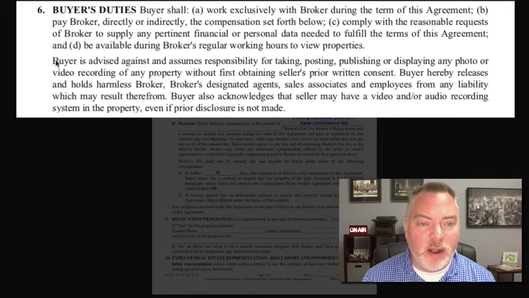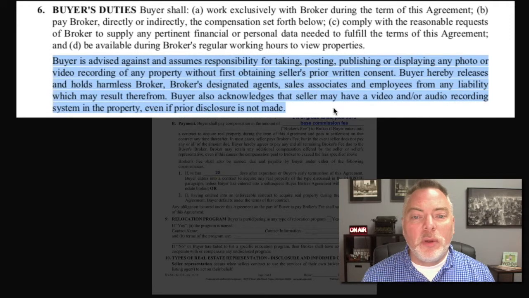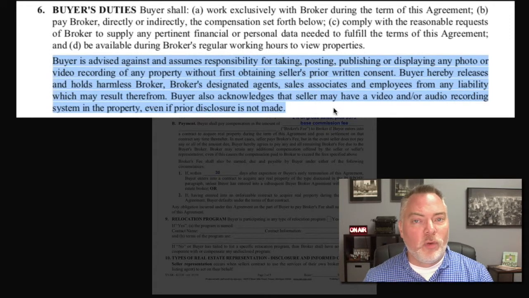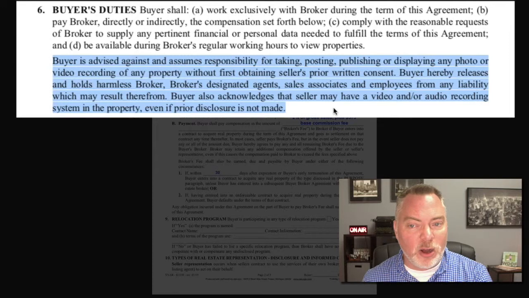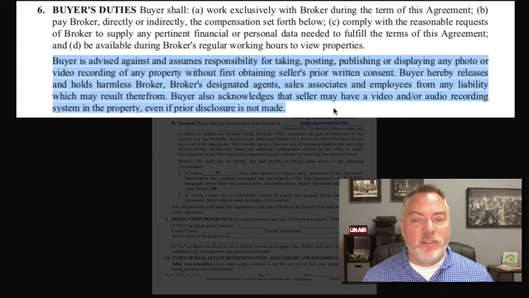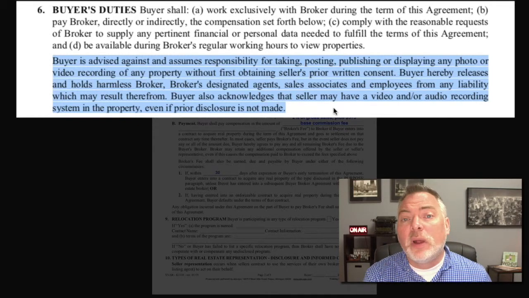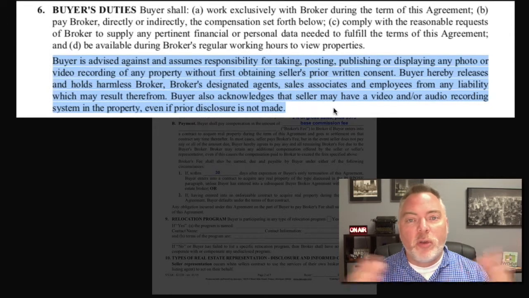Also in this paragraph, Mr. and Mrs. Buyer, I want to remind you that it is not lawful for you to take video or photos or live stream from the inside of someone's home without the written consent of the seller. And if you take this and you post it or publish or display it, you could be harming yourself. You could open yourself up to risk. You could open the seller up to liability or risk if somebody uses those photos to break into their home.